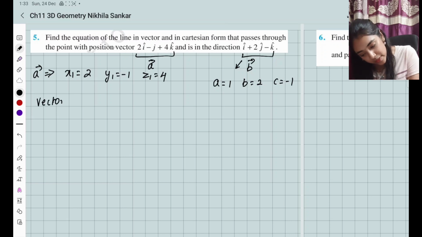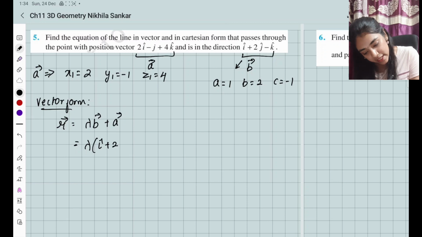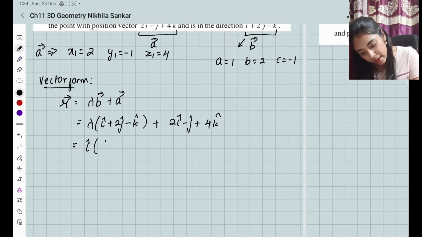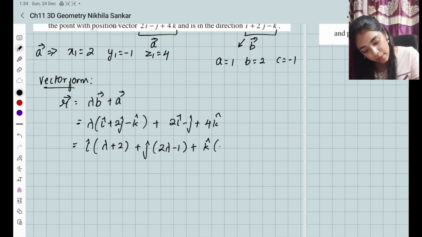Now the vector form. How is the equation going to look in vector form? r vector equals lambda b plus a. When I substitute, I have lambda times b, that is i cap plus 2j cap minus k cap, plus the a vector, which is 2i minus j plus 4k cap. When I club the i terms, I have lambda plus 2, and when I club the j terms I have 2 lambda minus 1, and when I club the k terms I have minus 1 lambda plus 4.